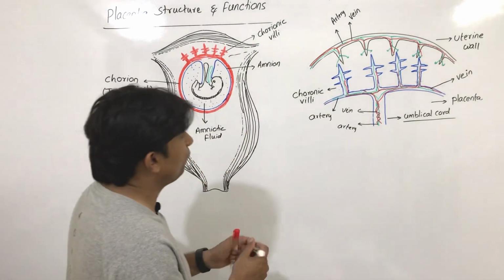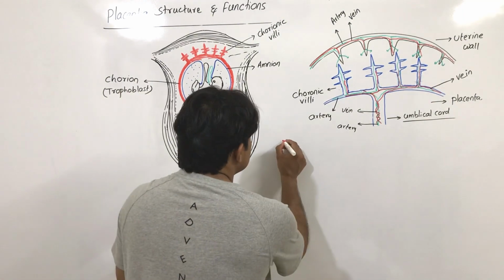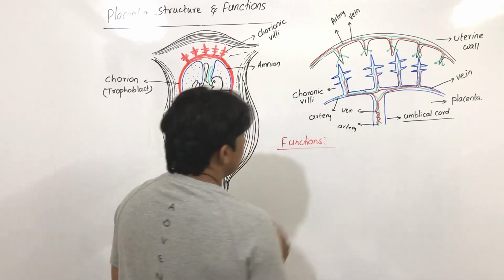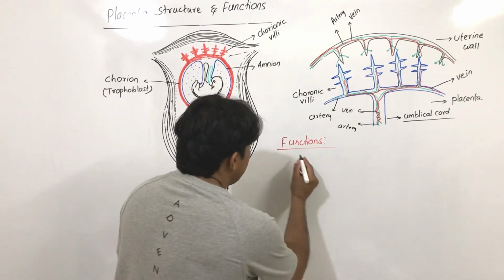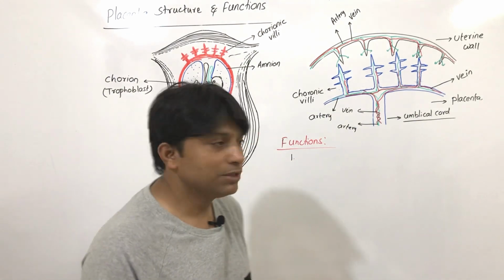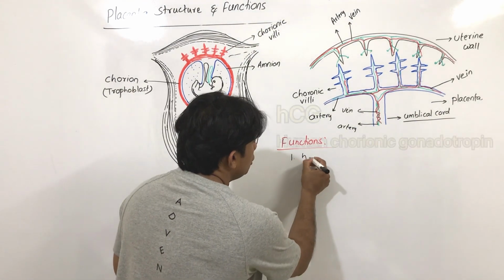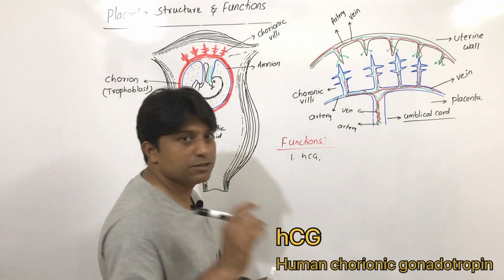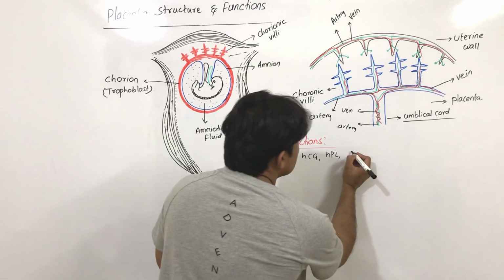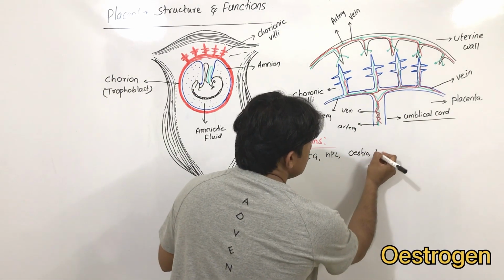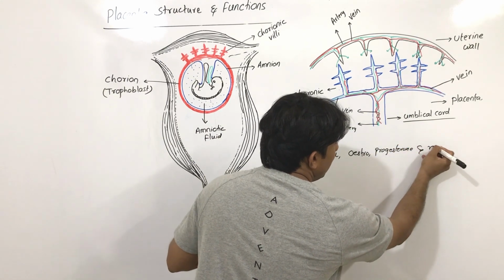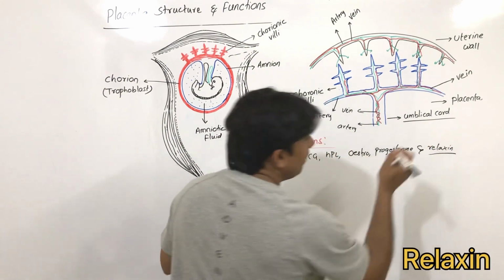Next, let us find out what functions the placenta performs. First, placenta acts as an endocrine structure and it makes several hormones. The most important hormones are human chorionic gonadotropin and human placental lactogen. It also makes estrogens, progesterone, and relaxin. These are the hormones it makes.